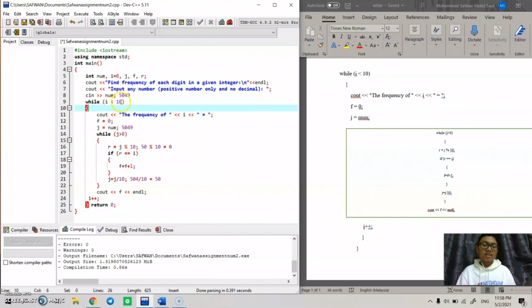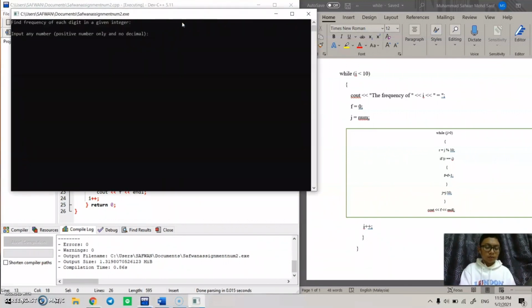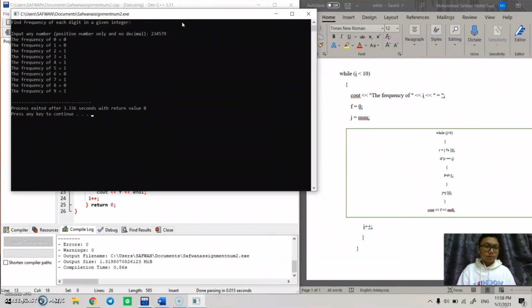When it hit 10 digit number, it will end the calculation and display the output of it. So for my input is 234579. So the frequency for 2 is 1, the 3 is 1, the 4 is 1, 5 is 1, 7 is 1, and 9 is 1. So for the rest of other digit, we show 0 since there's no frequency for it. That's all from me.